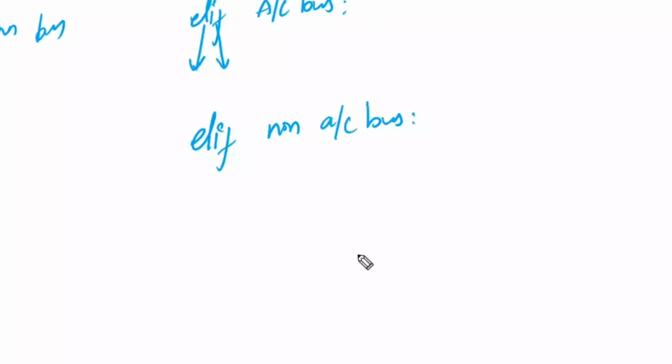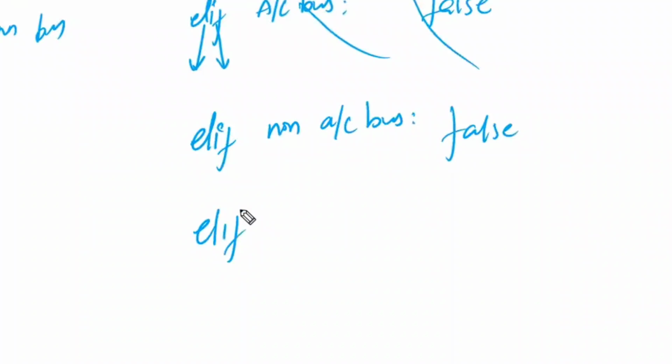If none of them are satisfied, the answer is false, which means ignored. False, ignored. False, ignored. Do nothing. Else is not there, so nothing executes automatically. I am writing only if and elif. Like this, how many elifs can you write? Infinite. There is no restriction.